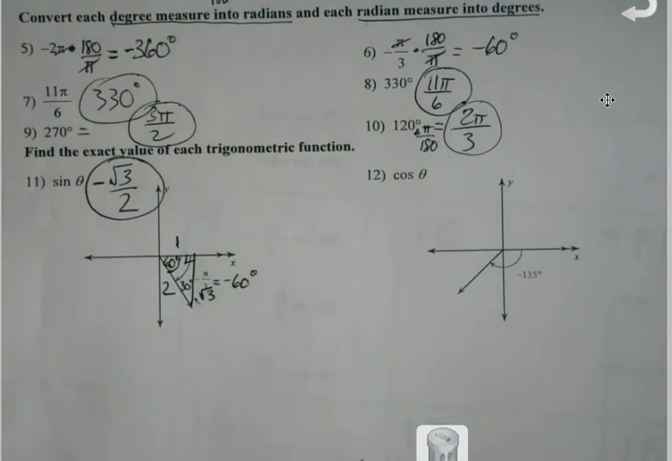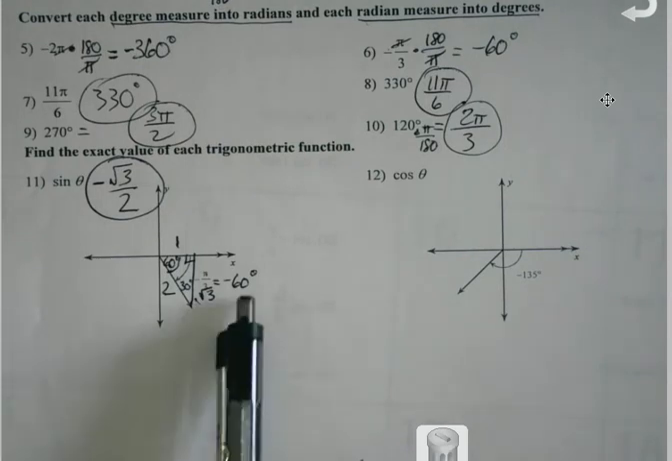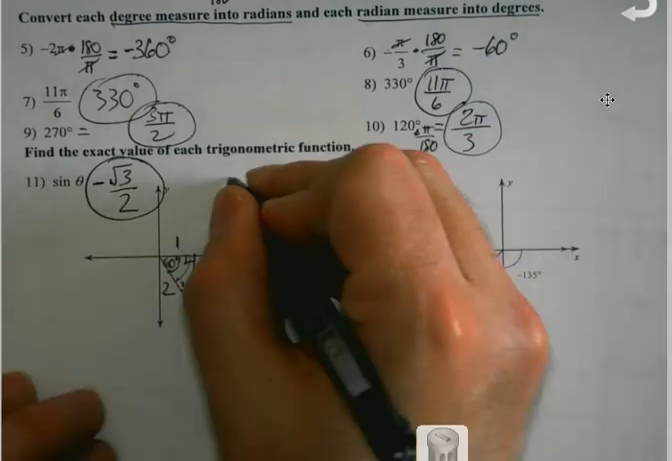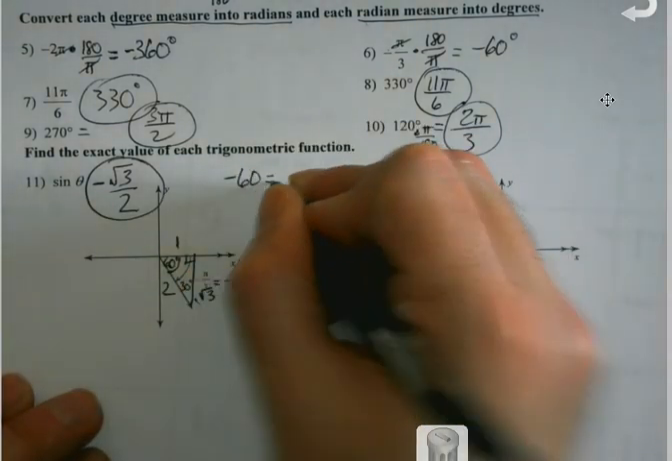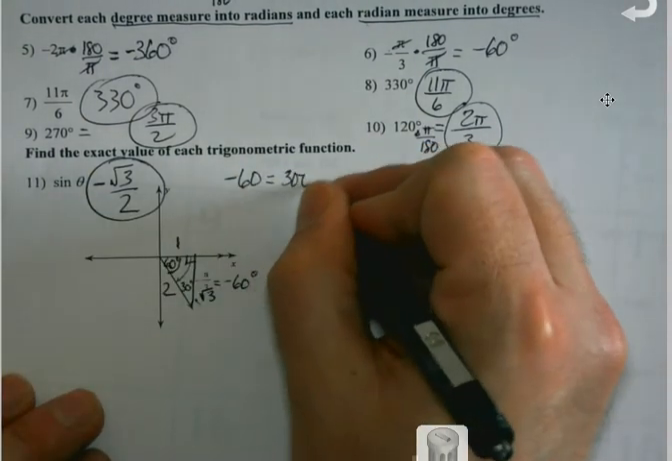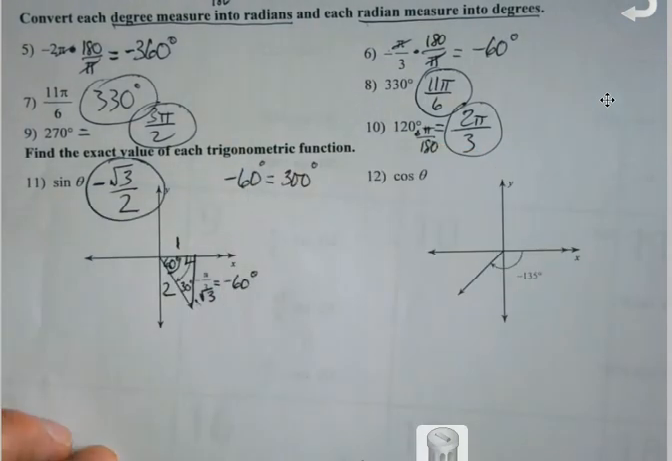Now what you'll soon find yourself being able to notice is negative 60 would have the same angle measure as a 300 degree angle.